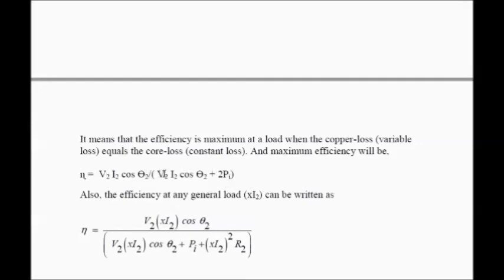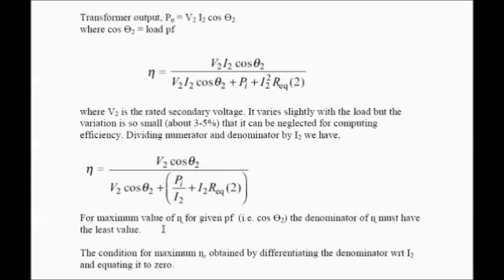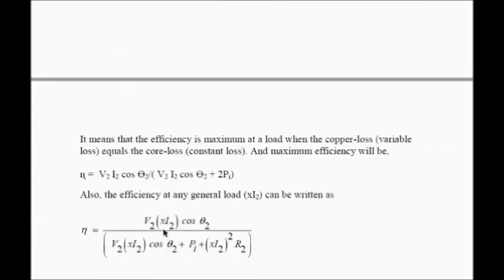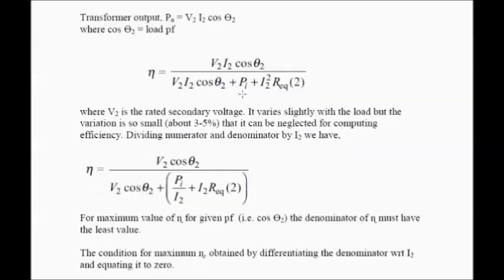So this is the formula for efficiency at full load, but at any general load, the efficiency can be written like this. At any general load means at x fraction of I2, what should be the efficiency? To get efficiency at a general load xI2, just replace this I2 by xI2.